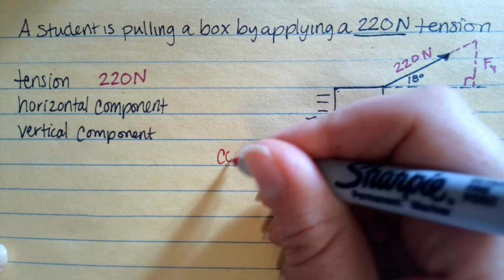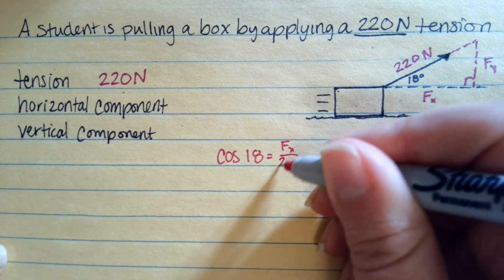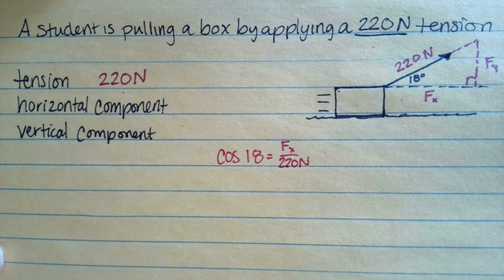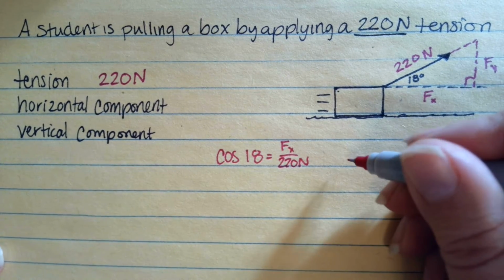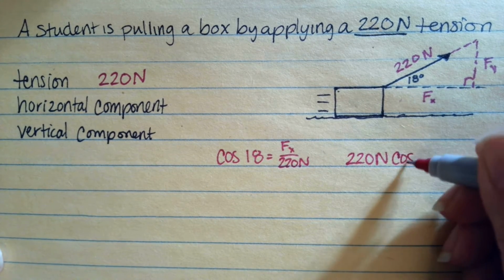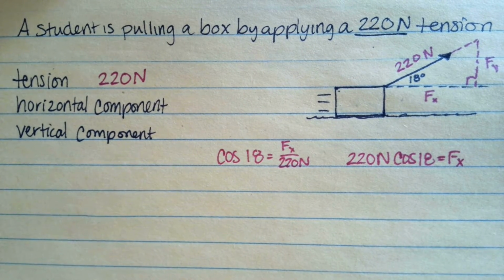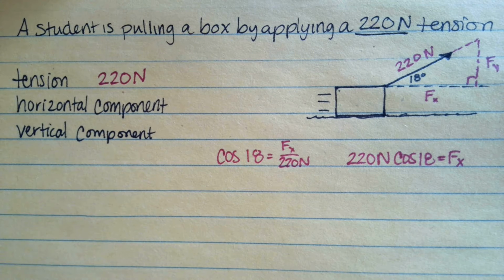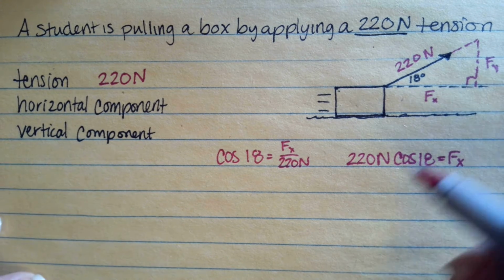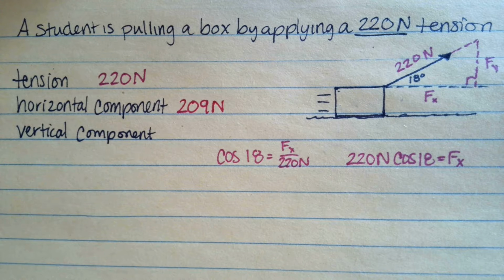Cosine of 18 degrees is equal to the force in the x direction over 220 newtons, adjacent over hypotenuse. Rearrange that. We're going to have 220 newtons times the cosine of 18 is equal to the force in the x direction. We can then calculate that, and we can just type that right into the calculator once it's in this form, and we should get the force in the x direction to be 209 newtons. Of course, different for yours.